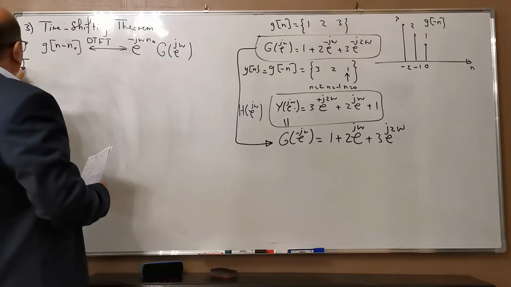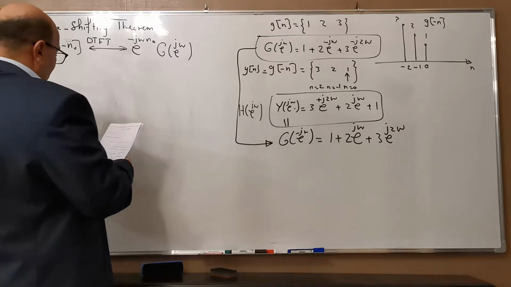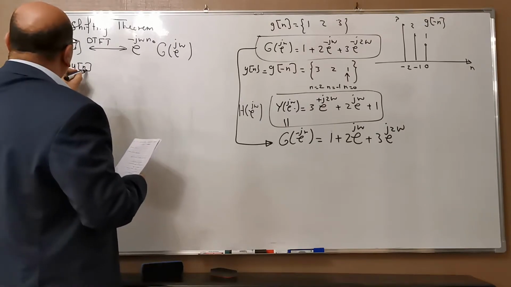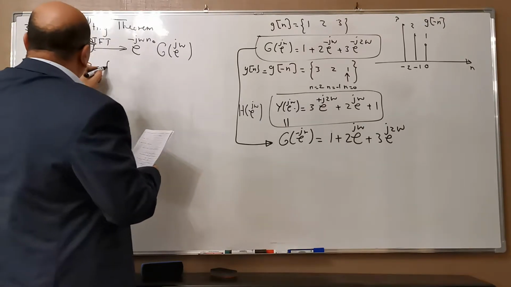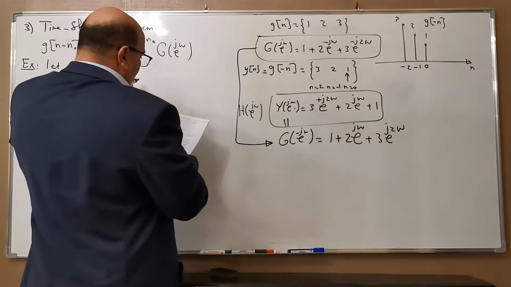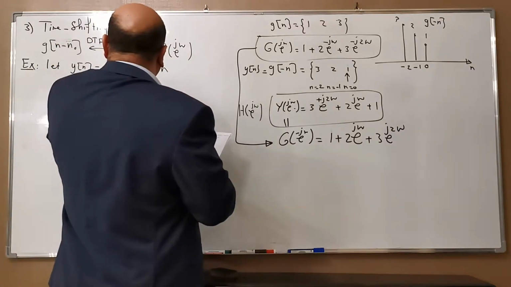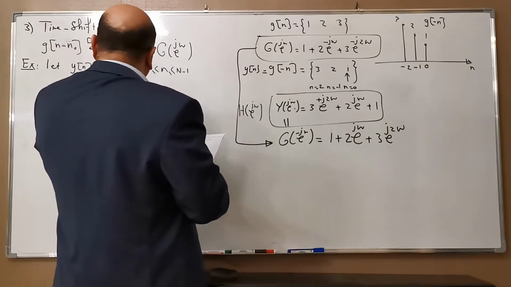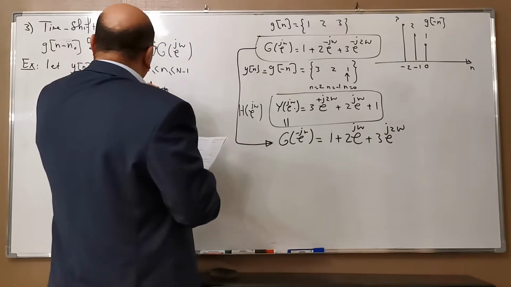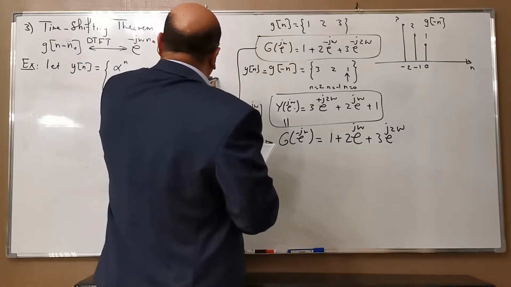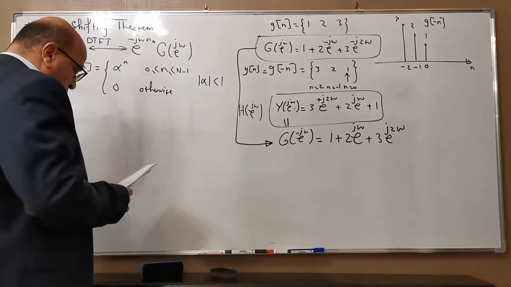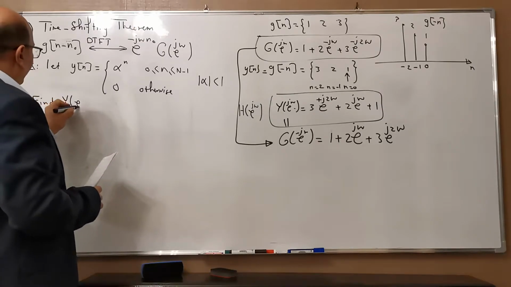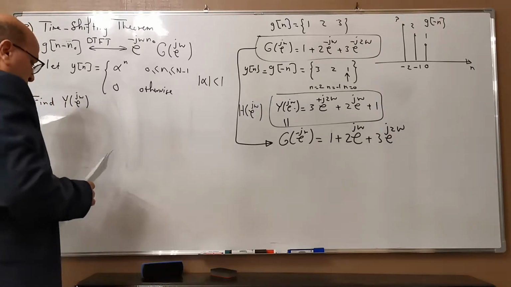Let's take the following example. If we let y of n equal α^n for n between 0 and N minus 1, and 0 otherwise, and the magnitude of α is less than 1, we need to find Y of e^{jω}.